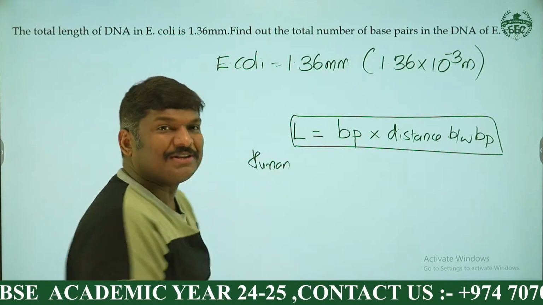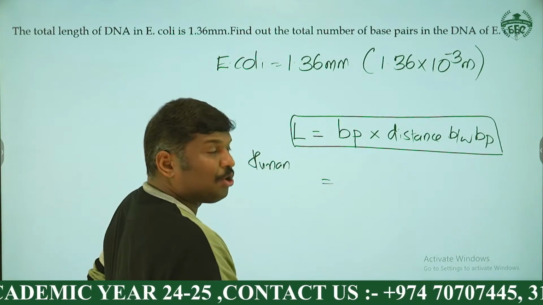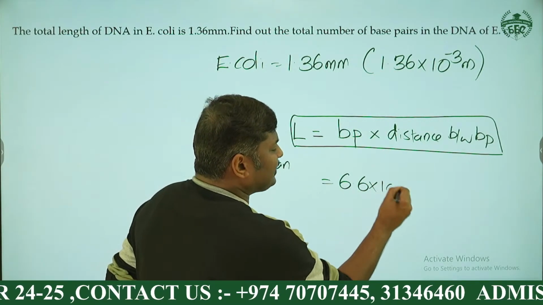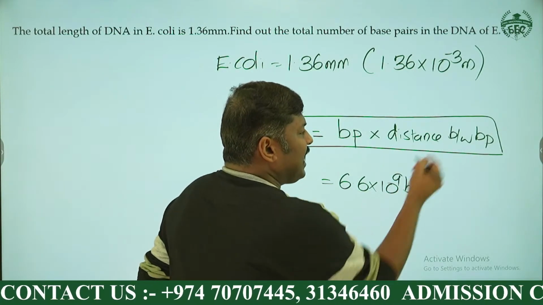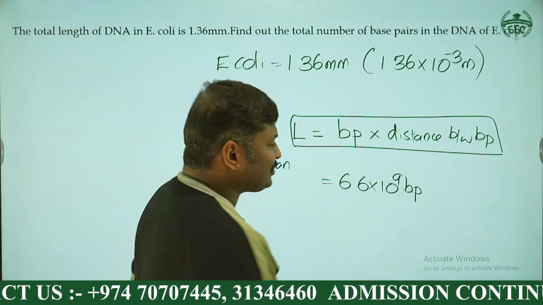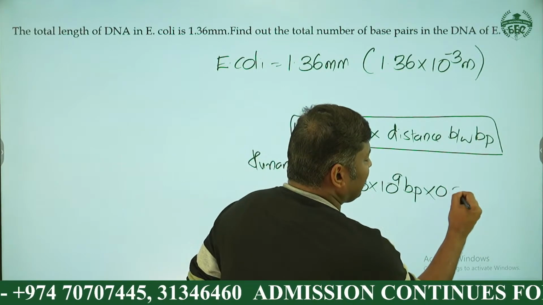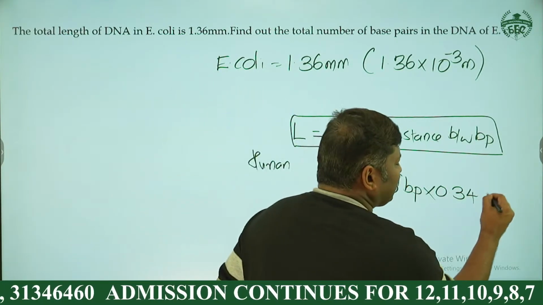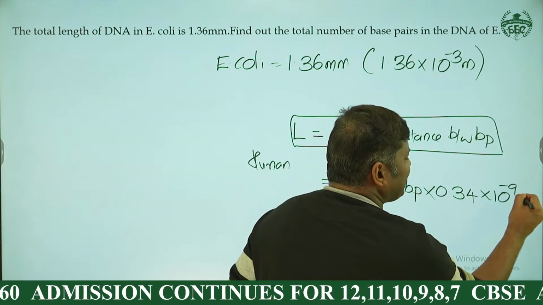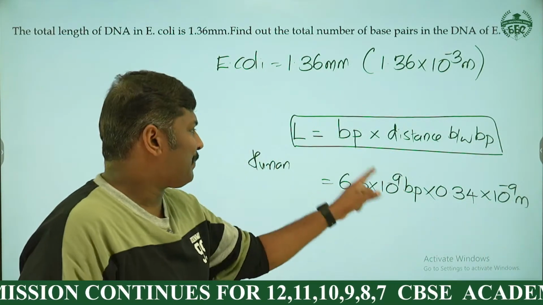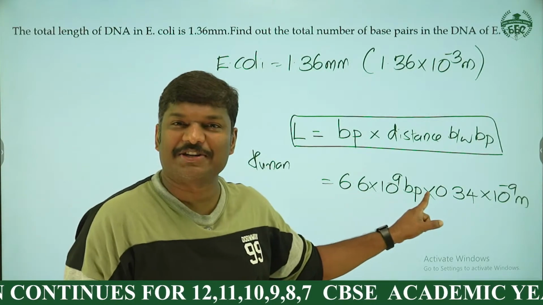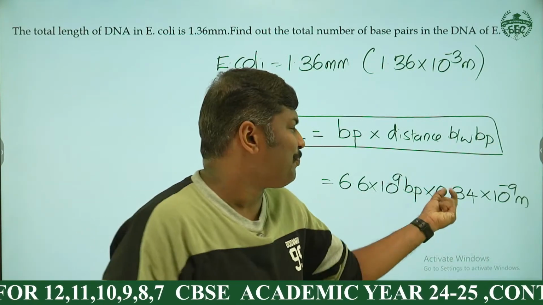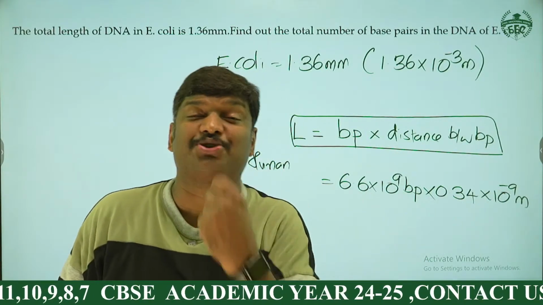How can we find out the total length in humans, my dear student? What is the total number of base pairs? 6.6 into 10 raised to 9 base pairs. And what is the distance between the base pairs? That you also studied: 0.34 nanometer. How can we convert nanometer into meter? 0.34 into 10 raised to minus 9 meter. Okay, I will repeat. The total number of base pairs is 6.6 into 10 raised to 9, and the distance between the base pairs is 0.34 into 10 raised to minus 9.